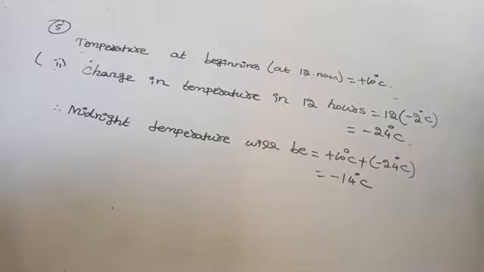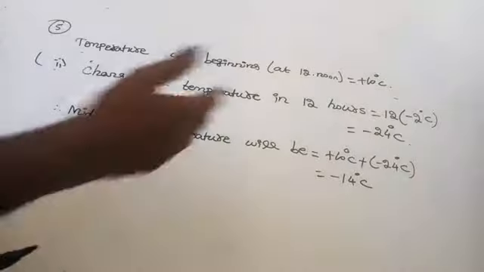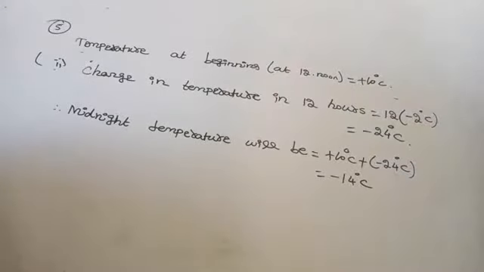So at midnight, the temperature will be 14 degrees Celsius below 0, or minus 14 degrees Celsius. Are you getting there? So we completed question number 5. In the next video, we will discuss question number 6. Thank you everybody.